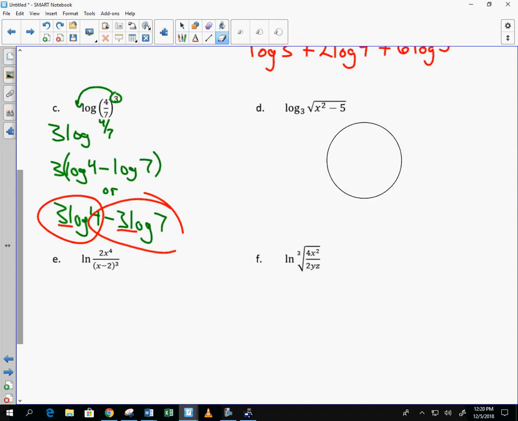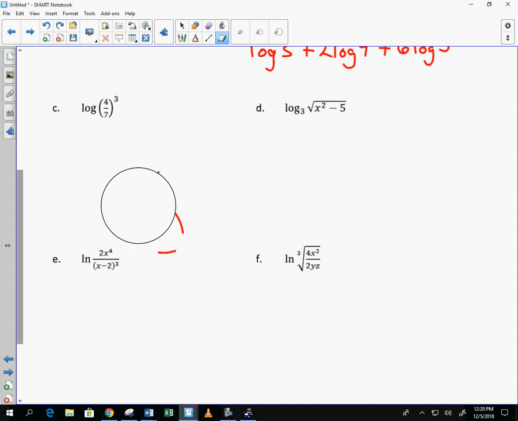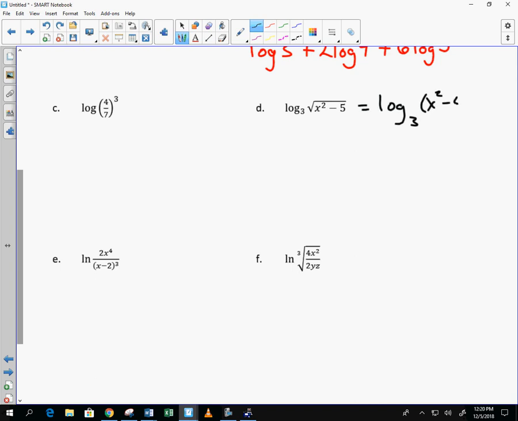Let's try a couple more. Log base 3 of square root of x squared minus 5. Looks super complicated. We're going to make it super easy. Log base 3 of x squared minus 5 raised to the 1/2 power. So a square root is just another way of writing a power. What do I do with that power of 1/2? Where do I put it? Out front. And I get 1/2 times the log base 3 of x squared minus 5.